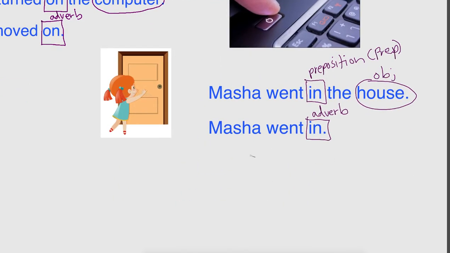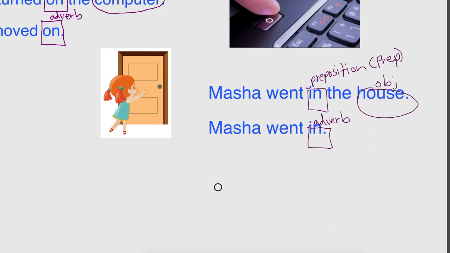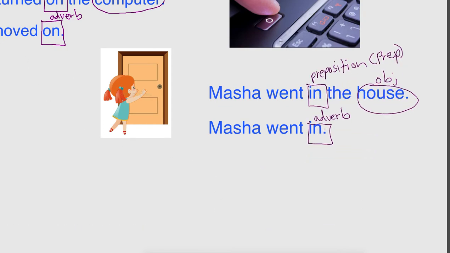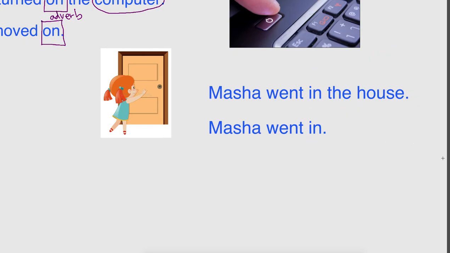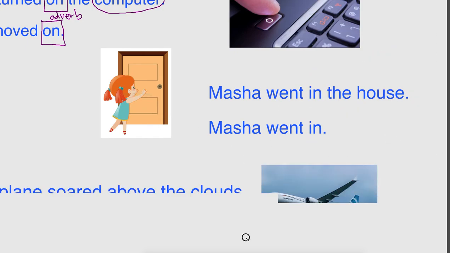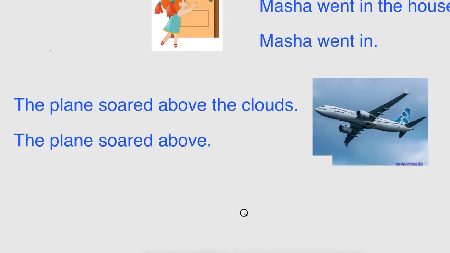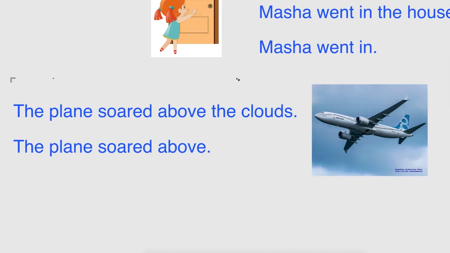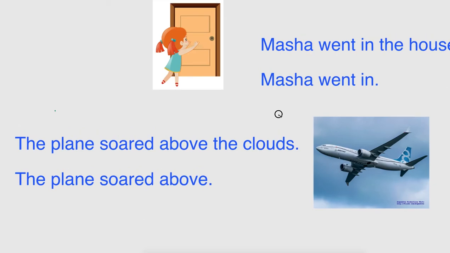Let's go over a little bit more. Let's see here. All right, I gotta erase this right now. Okay, let's move on down. So how about you try to figure out this one? Okay, the plane soared above the clouds. Okay, so look for the preposition first, look for a word that could be a preposition, and see if it's an adverb or a preposition. Okay, so you can go ahead and do that. Pause the video. Okay, so let's go over it.